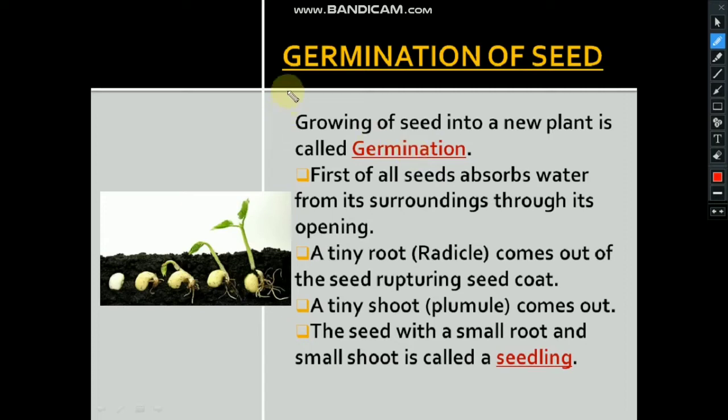And the first part that grows from the seed is the radicle. In this picture you can see a tiny root called radicle is growing. In the third seed you can see a tiny shoot which is known as plumule is growing from the seed. The seed with a small root and small shoot is called a seedling. In this picture you can see there is a tiny root and a tiny shoot also. So it is called a seedling.